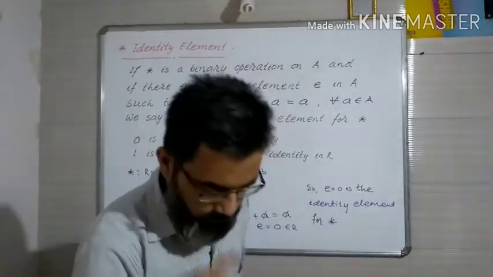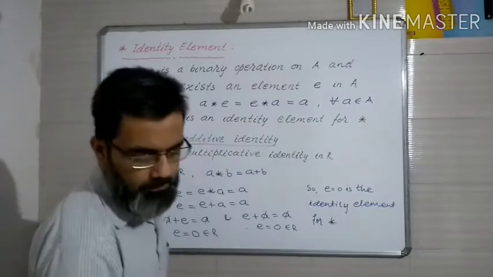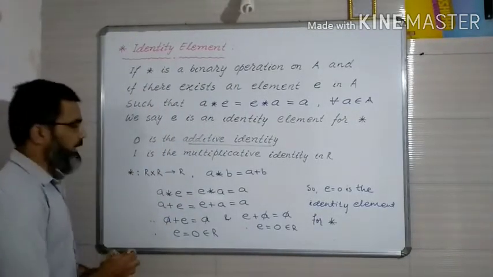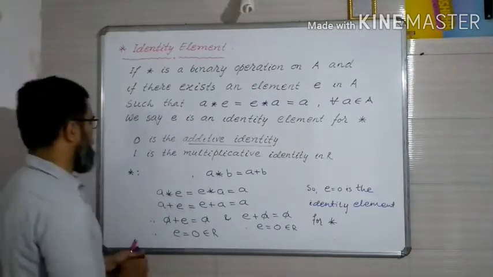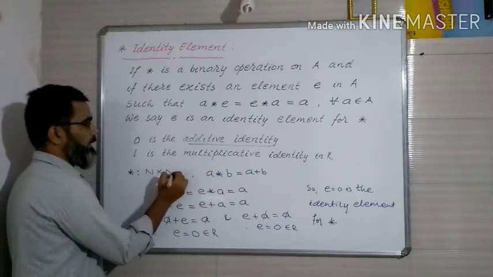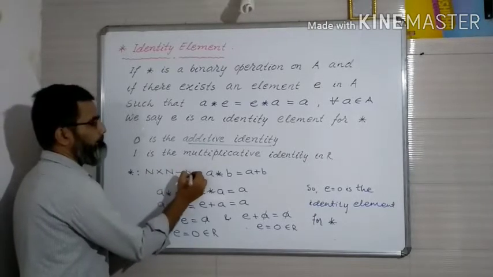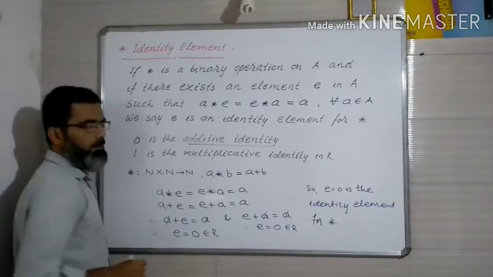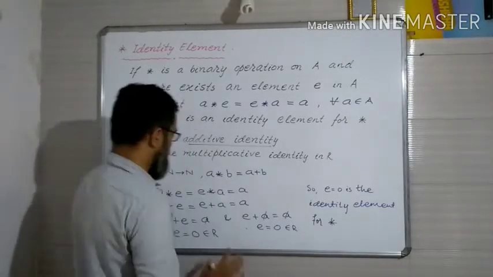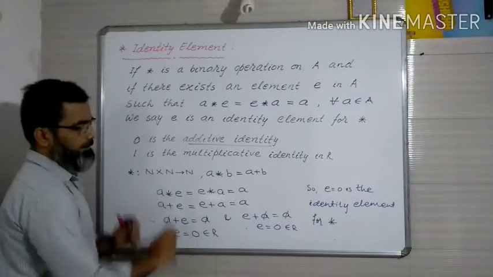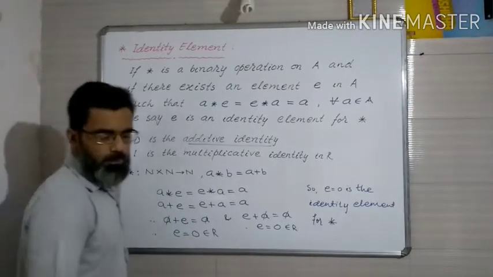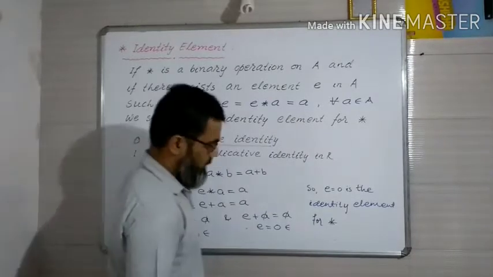Why? See here, if I take binary operation on set N, I will take here N cross N to N. See, so A star B is equal to A plus B. Now calculation will remain as it is, but e equal to 0 doesn't belong to N. See here, N.